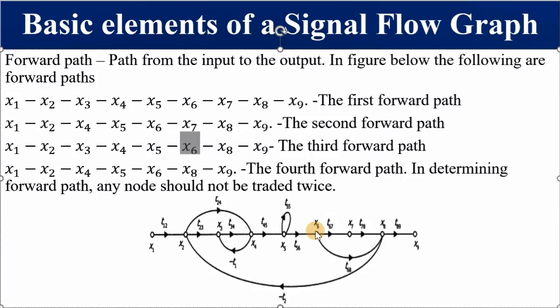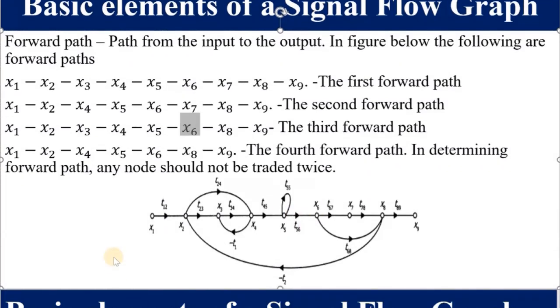If you check closely, we did not repeat any forward path. And if you are asked to identify how many forward paths there are in a given signal flow graph, you must be able to do that.